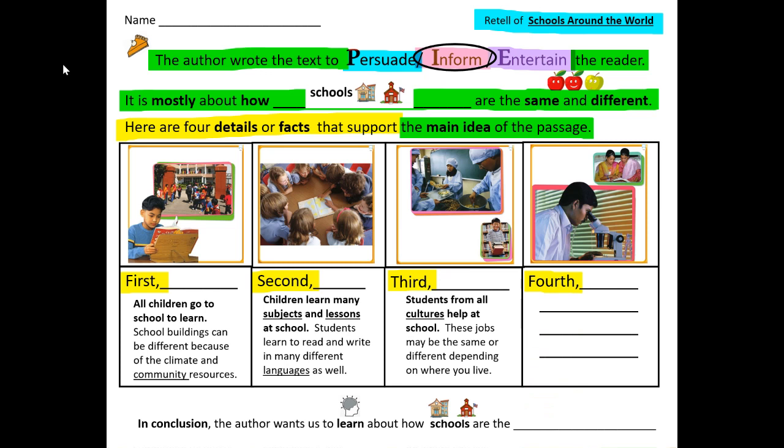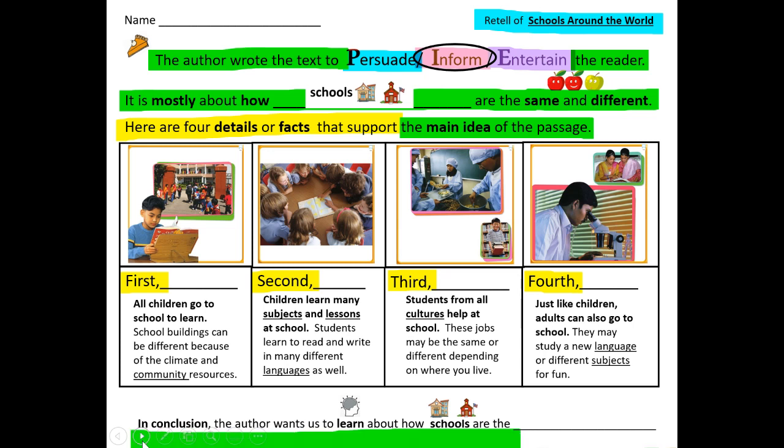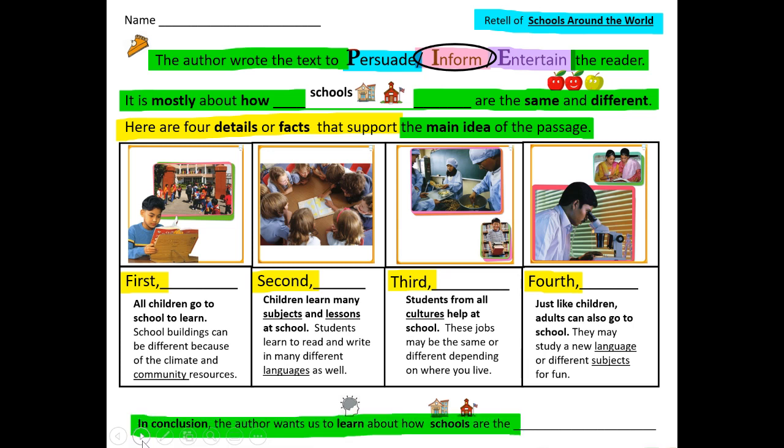Fourth, why do adults go to school? Fourth, adults go to school too. Well, just like children, adults can also go to school. They may study a new language or different subjects for fun. In conclusion, the author wants us to learn about how schools are the same and different.